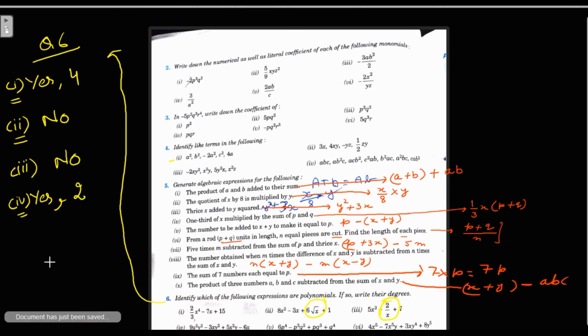Right? Question number 5th, part 5th. 6p raised to power 4 plus p raised to power 3 q square plus pq cube plus q raised to power 4. So is it a polynomial? Yes, it is a polynomial. And what would be its degree? The highest power, that is 4.